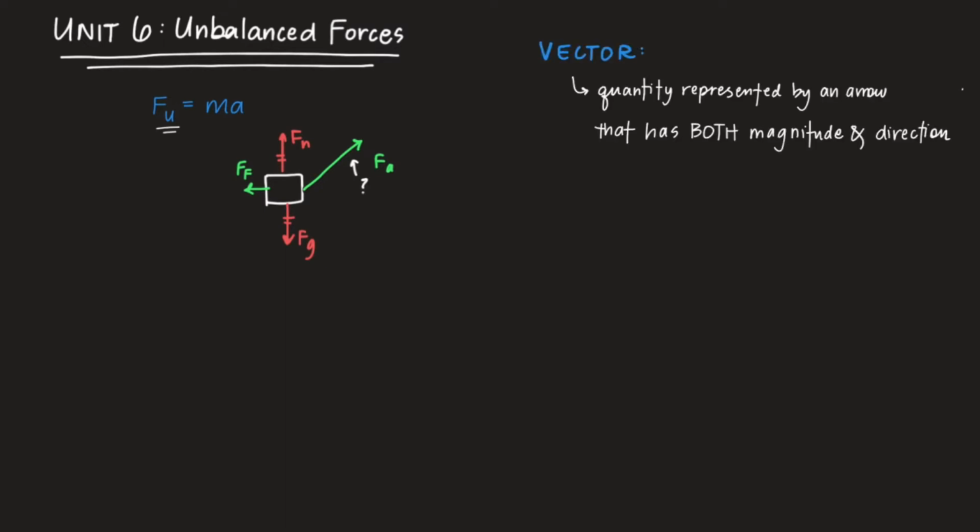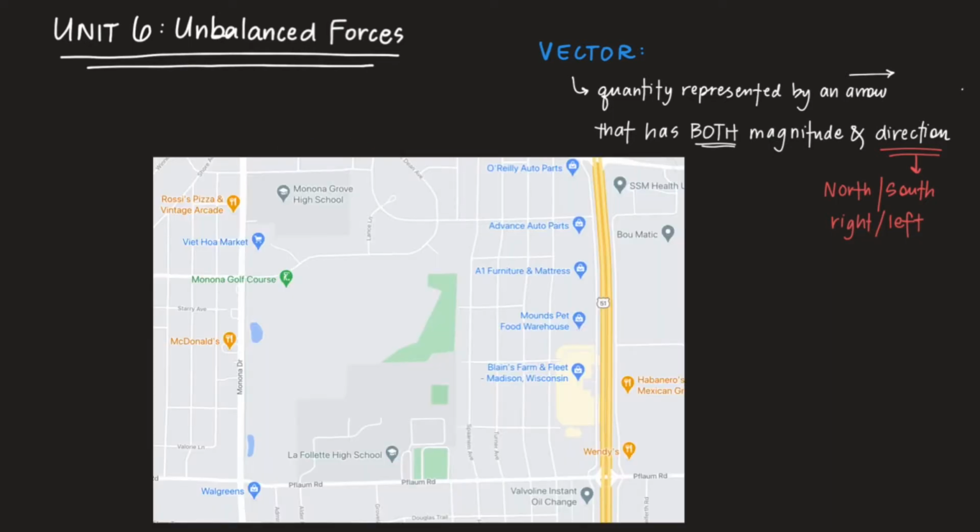Remember, a vector is a quantity that is represented by an arrow, and it has both magnitude and direction. Now, it's really important to talk about how this direction can be any direction. Before, we've seen our directions as either north or south or east or west, or right, left, up, down, forward, backward. But that direction can be in any old direction that we want. So I'm going to give you a little example here of a vector that is not just north or south or east or west or right or left, okay?